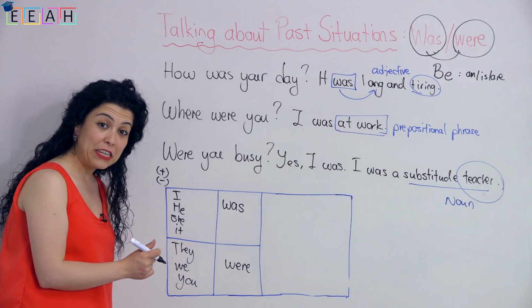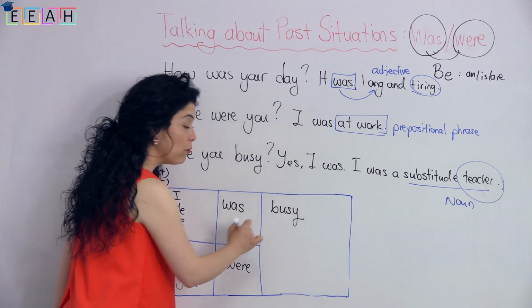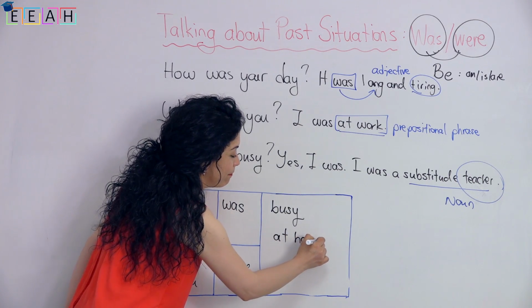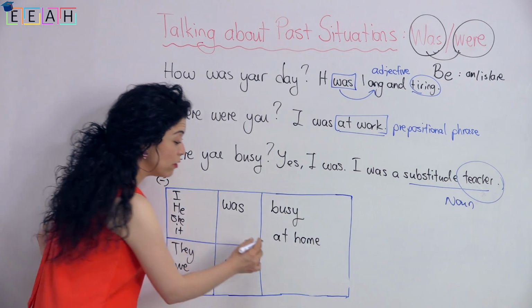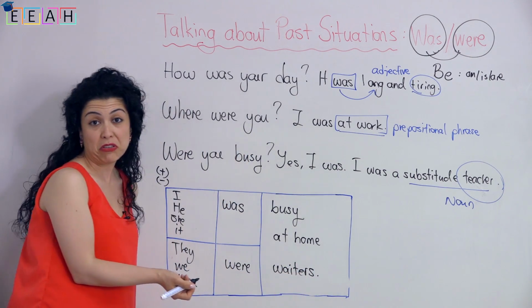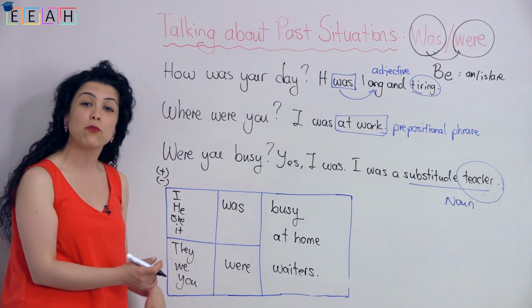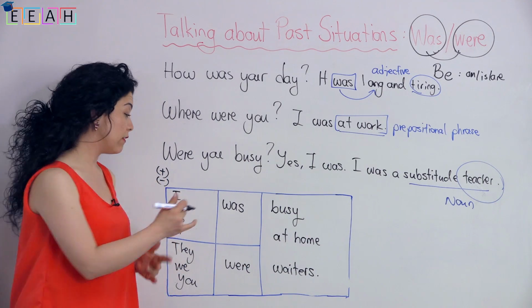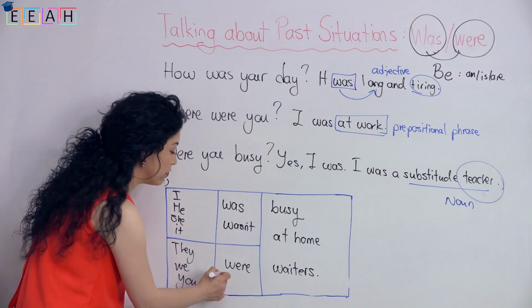And what's next? Either an adjective, like I was, what? Busy. Or a prepositional phrase, he was at home. Or we can continue with a noun, like they were, what? Waiters in the past. Okay, now they have a different job. Right, so this is how you form a positive sentence. What about a negative one? How do you form a negative sentence? Was not becomes, in short, wasn't. Were not.